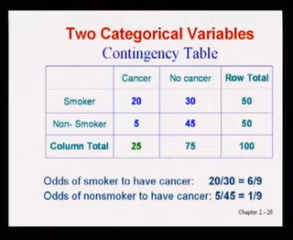Right? They smoke or not. And this is called a retrospective study. A lot of the time when we're doing this type of study, people like to use statistics called odds and odds ratio. The odds of a smoker to have cancer is 20 versus 30.